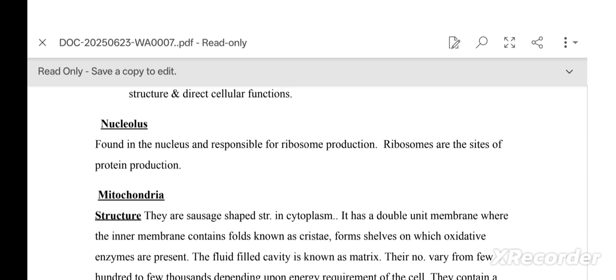Now let's see the nucleolus. It is found in the nucleus and is responsible for ribosome production. Ribosomes are the site of protein production.